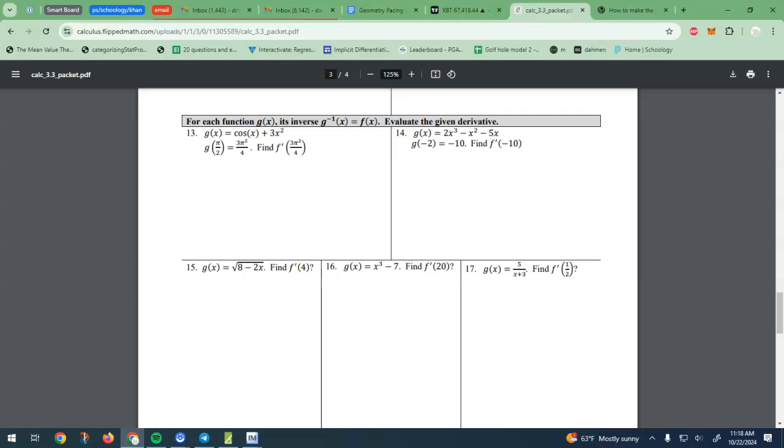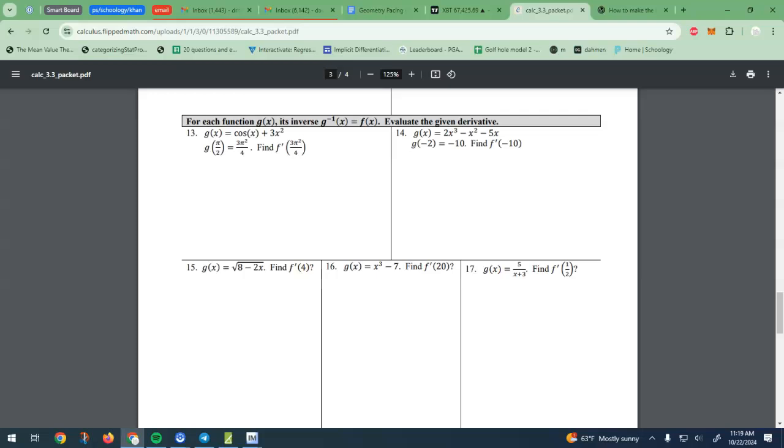Those are scary memes. 13. I need to find f prime of the number 3 pi squared over 4. But all the stuff they gave me is g's, so I'm going to look at that as a g also. So f is not f. It's g inverse prime of 3 pi squared over 4 that I want. So g inverse prime is 1 over g prime of g inverse of the 3 pi squared over 4. So that's just set up the formula.